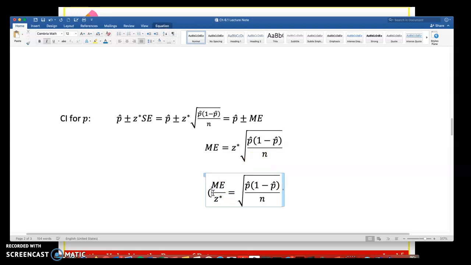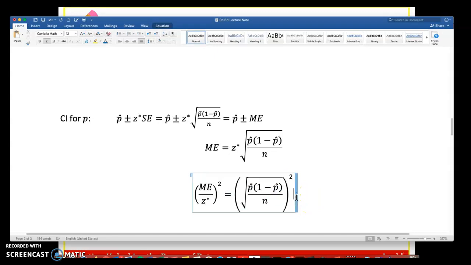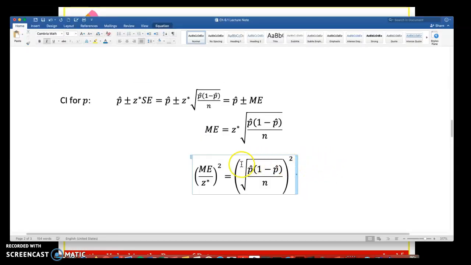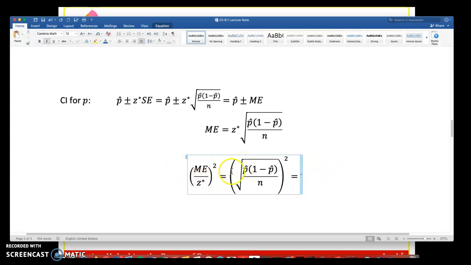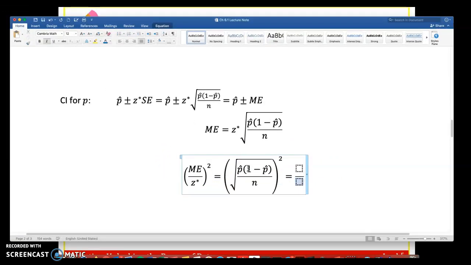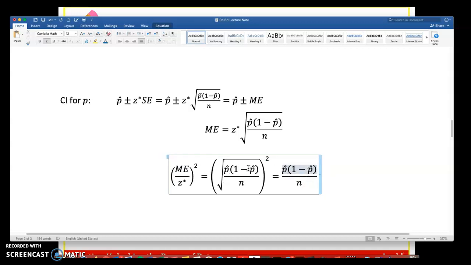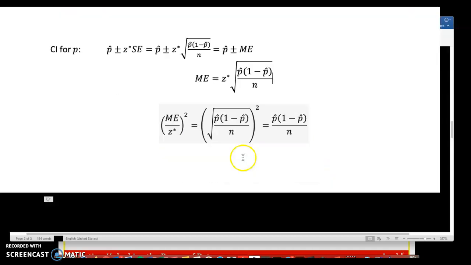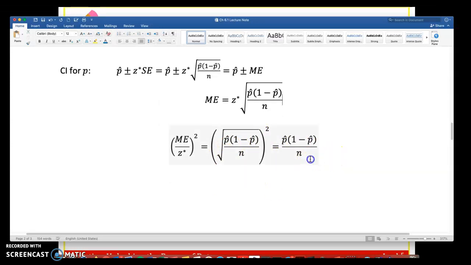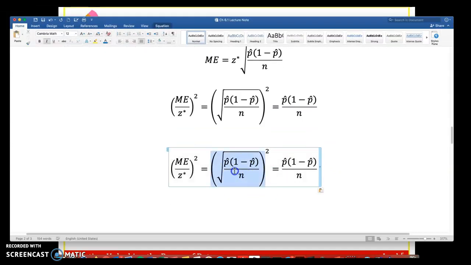And now if you remember, if we want to get rid of a square root, what we do on both sides of the equation is square. So we're going to get the margin of error over z star squared. The square root and the square cancel out. I'm just left with p hat times 1 minus p hat over n. Just going through a little bit of algebra here. And now we don't need the middleman anymore. I'm going to just delete this.